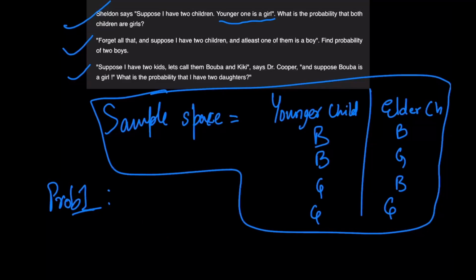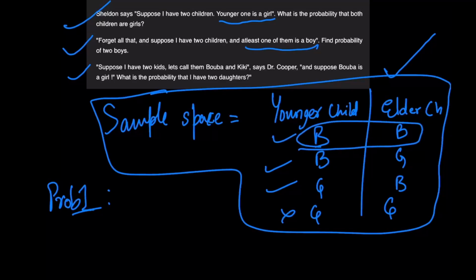Similarly, for the second case, we initially assumed this general sample space, but then we have been given additional information that at least one of them is a boy. So that means that it can't be this case, but it could have been all of these three cases. And now we've been asked the probability of two boys, which is this specific case. So this becomes 1 over 3. Sorry, there should be a 1 over 3 over here. Yeah, so this is the answer for sub-problem number 2.